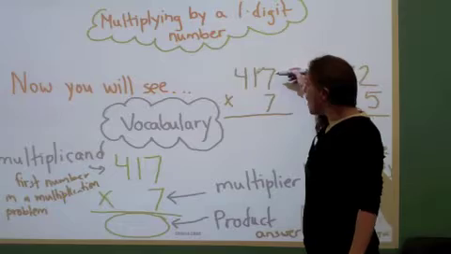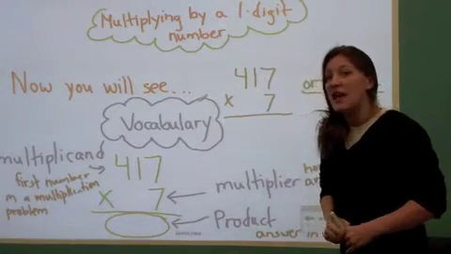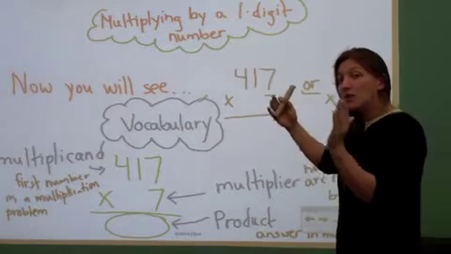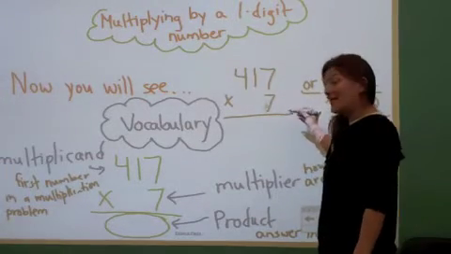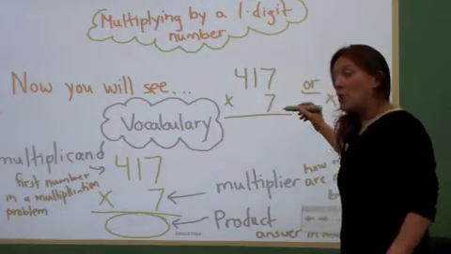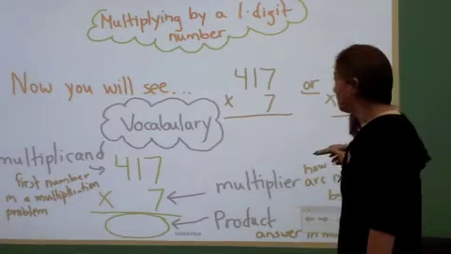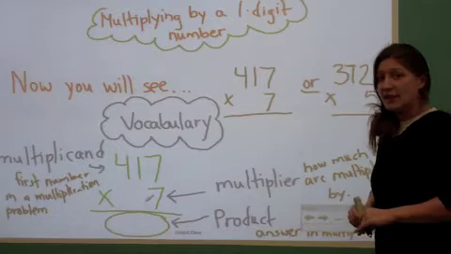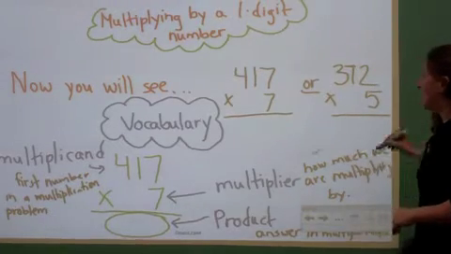So we have 417 times 7. That's taking a much larger number and multiplying it by 7. That's going to be challenging, but we're going to learn how to do it in this lesson. Or taking a large number like 372 and multiplying it by 5.